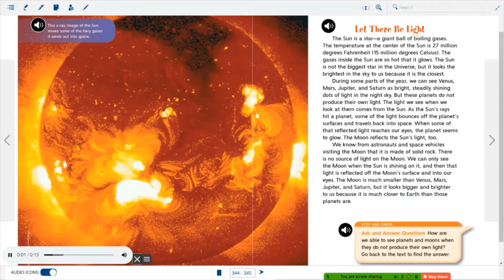Stop and check. Ask and answer questions. How are we able to see planets and moons when they do not produce their own light? Go back to the text to find the answer.